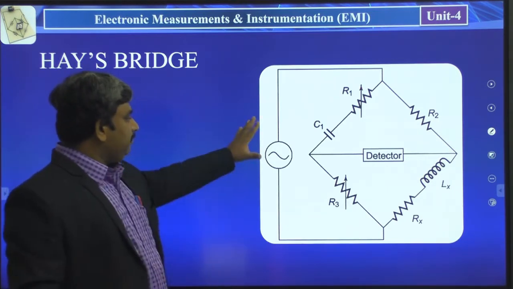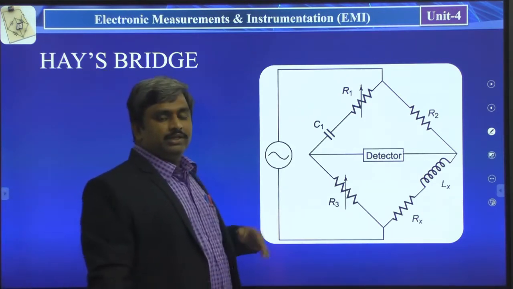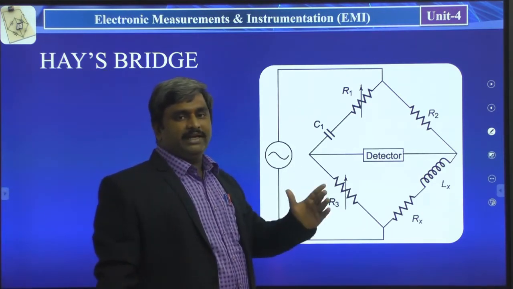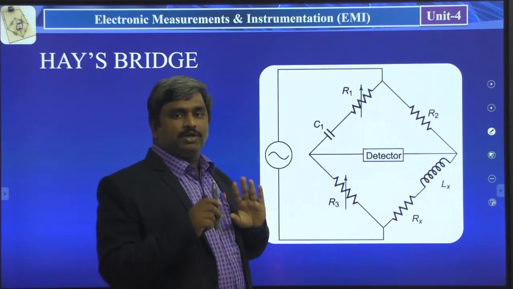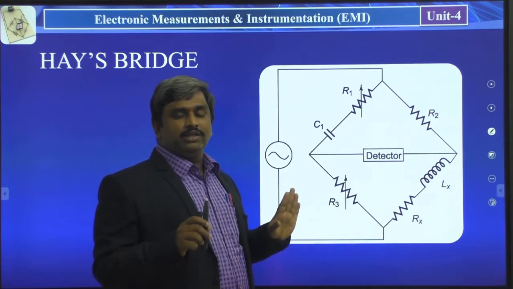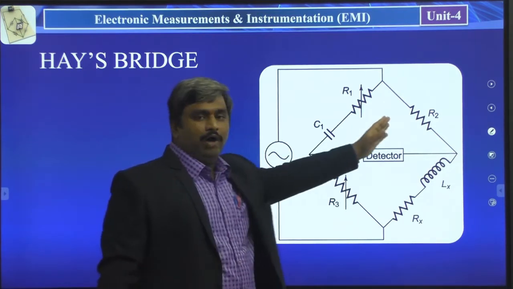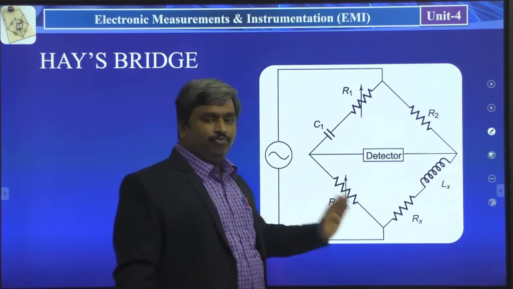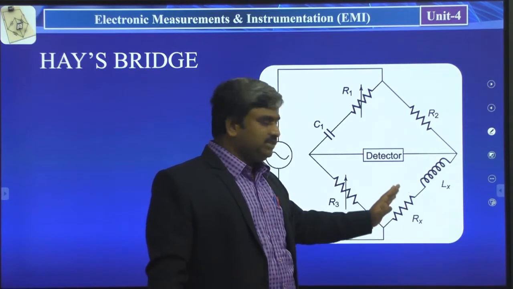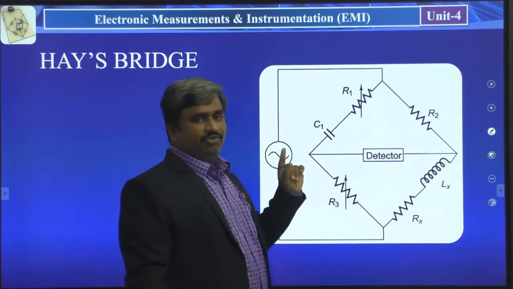So, this is the basic structure of Hayes bridge. The difference between Maxwell's and Hayes bridge: arms R2 and R3 are both resistances, and there is no difference between the Maxwell's and Hayes bridge for arm 2 and arm 3. Arm 4 is also similar to the Maxwell bridge.